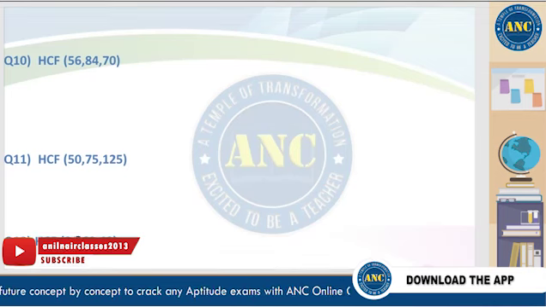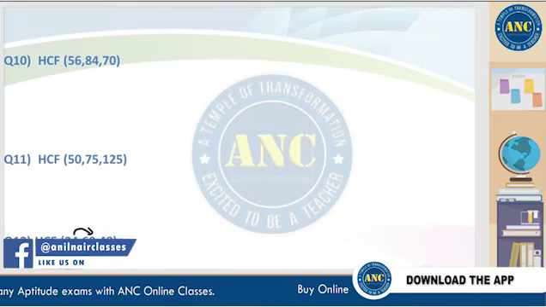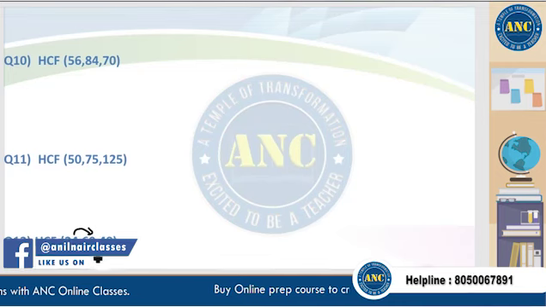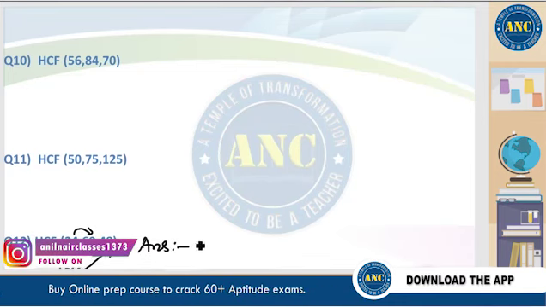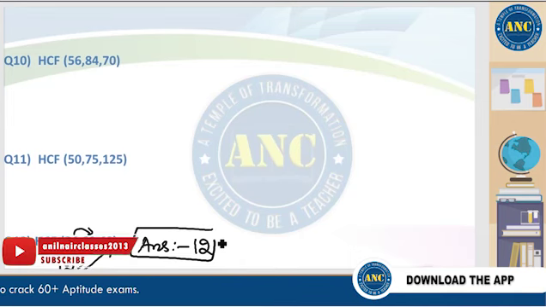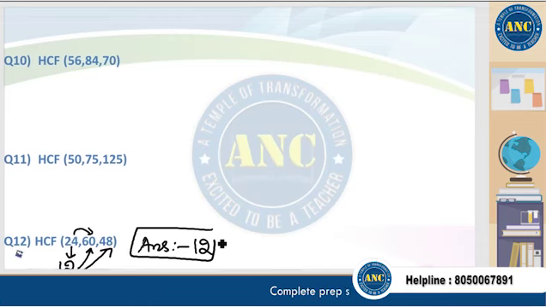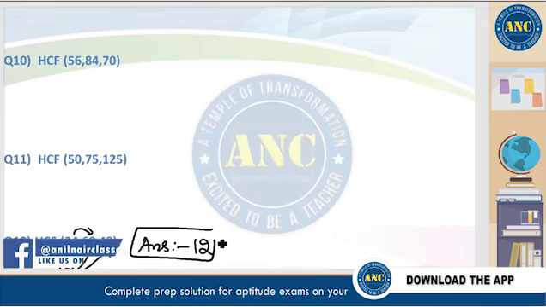HCF of 24, 60, 48. 24 will not divide 60. The next highest factor is 12. 12 5s are 60, 12 4s are 48. The answer is 12. 12 2s are 24, 12 5s are 60, and 12 4s are 48. I hope the idea is clear.